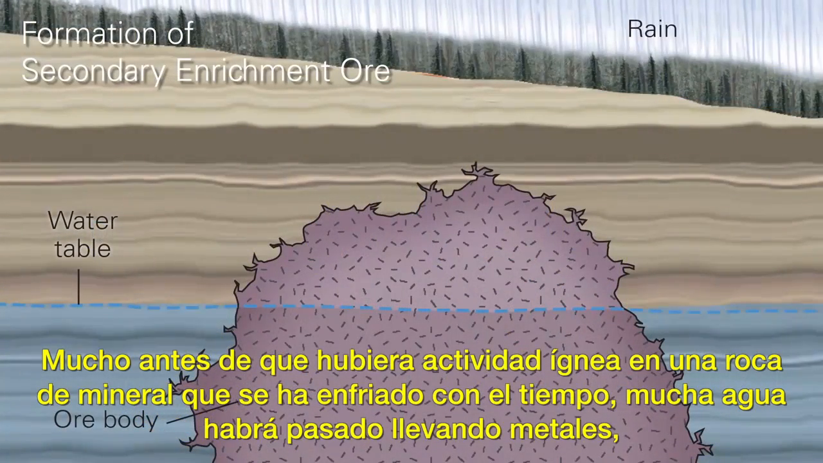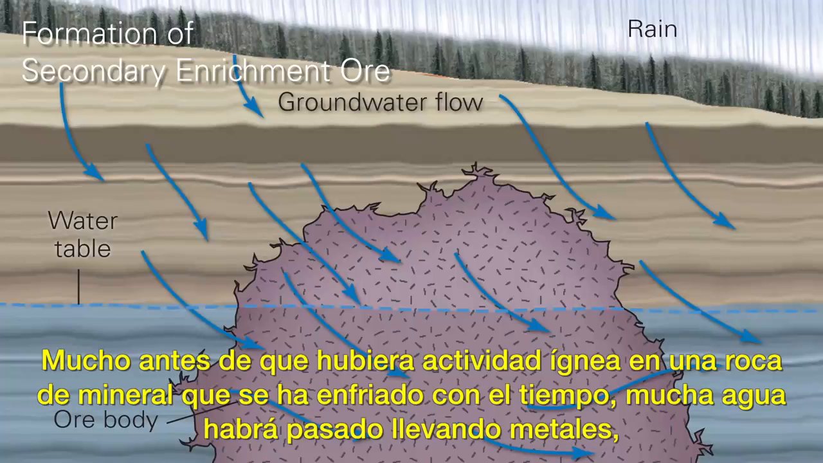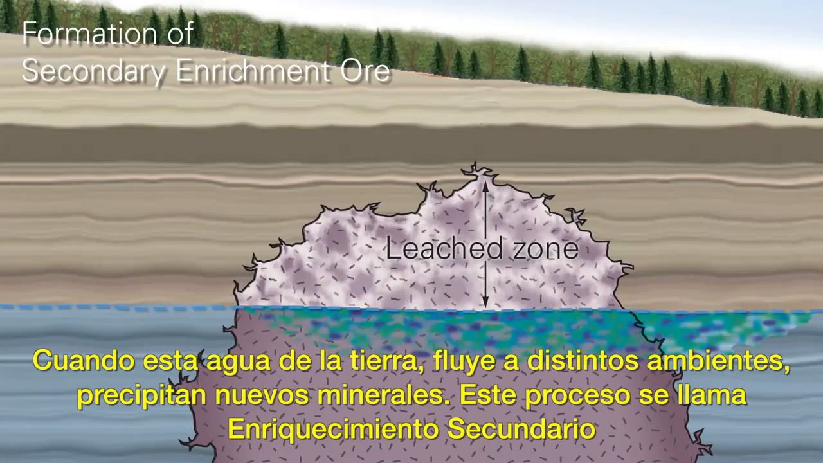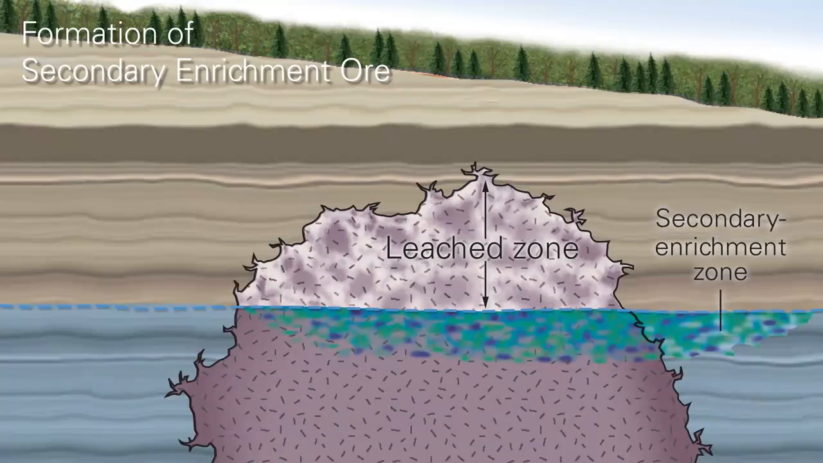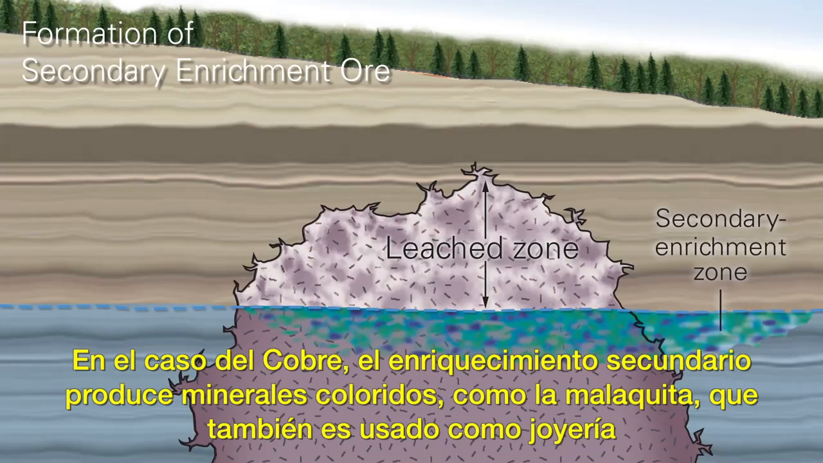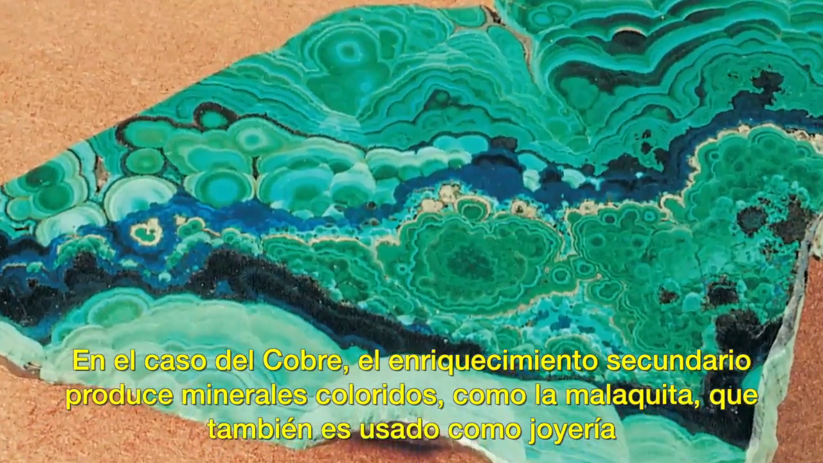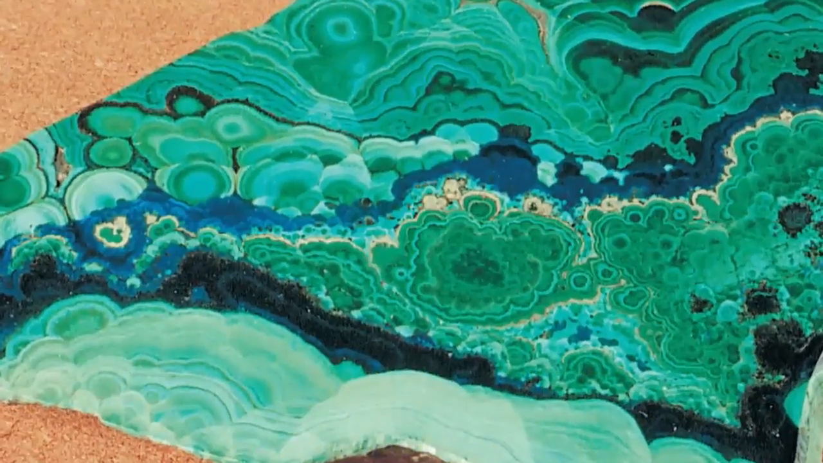Long after igneous activity has ceased, and an ore-bearing rock has cooled entirely, more groundwater may flow through the rock and leach out metals. When this groundwater flows into a different environment, it precipitates new ore minerals. This process is called secondary enrichment. In the case of copper, secondary enrichment produces many of the colorful minerals, such as malachite, that are not only used as ore, but also for jewelry.